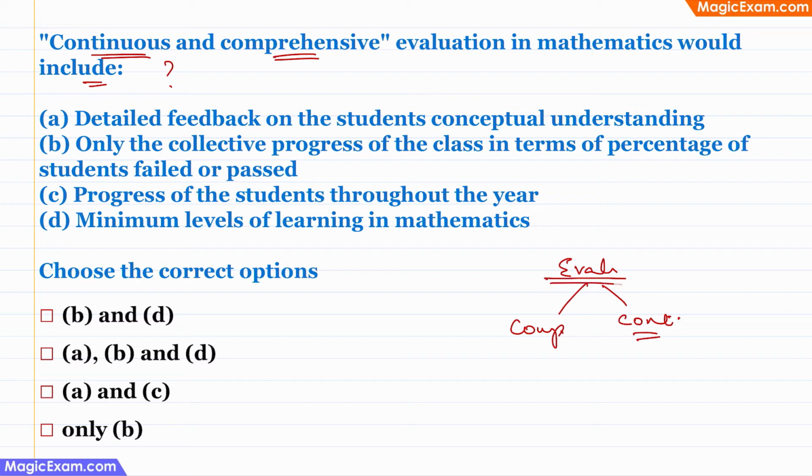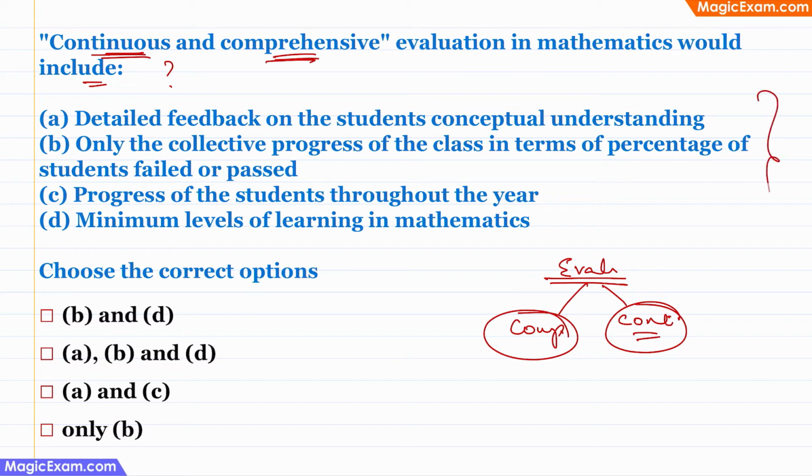So if evaluation is comprehensive, that is in detail, and continuous, that is it happens throughout the teaching learning process, then it is called continuous and comprehensive evaluation. So whether it is in mathematics, whether it is in CDP, or whether it is in any other subject, the principles of continuous and comprehensive evaluation are the same.